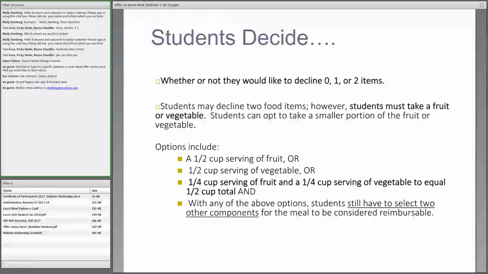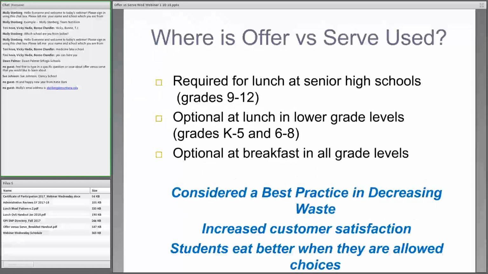So depending on the options above, if they choose a fruit or a vegetable, they still need to select 2 other components. If they're choosing a 1/4 cup fruit and a 1/4 cup vegetable, they would still need to select 2 other components. So the important thing to remember is they select at least 3 things, and one of those 3 items does need to be half cup fruit or vegetable.